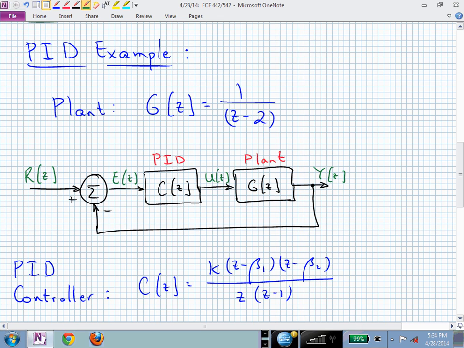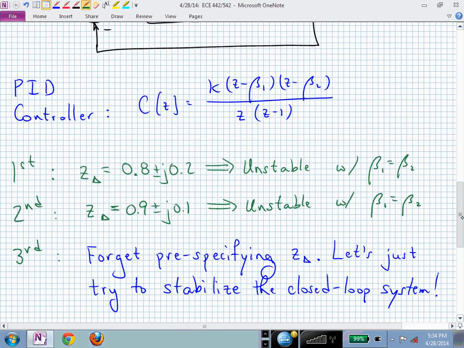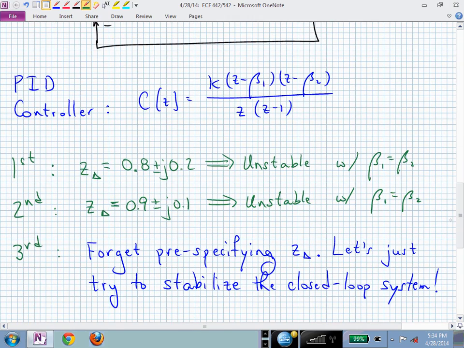And this is what you will need to be able to do on the final: how do you figure out where to put beta 1, beta 2, and K to achieve an acceptable result. Last time, on our first attempt, we said let's just try locating our triangles, our dominant closed loop poles, with this PID controller at 0.8 plus and minus j 0.2.